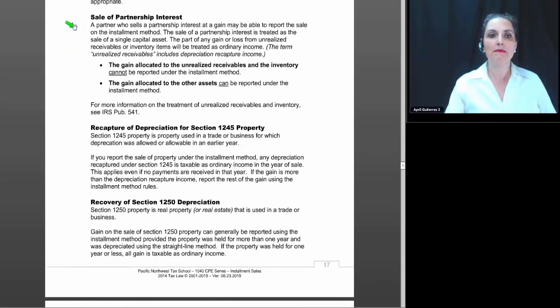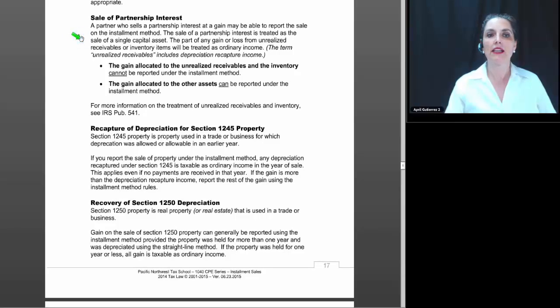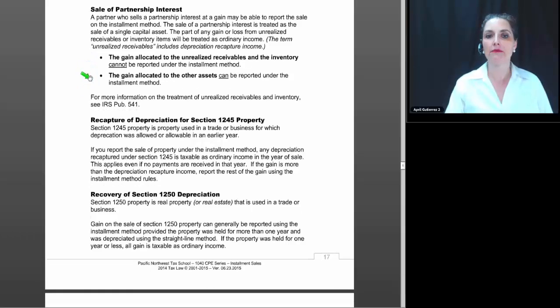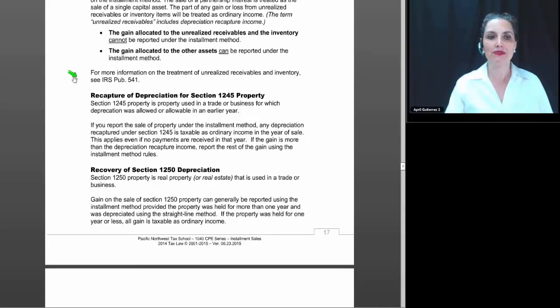Sale of partnership interest. A partner who sells a partnership interest at a gain may be able to report the sale under the installment method. The sale of a partnership interest is treated as the sale of a single capital asset. The part of any gain or loss from unrealized receivables or inventory items will be treated as ordinary income, and the term unrealized receivables includes depreciation recapture income. The gain allocated to the unrealized receivables and the inventory cannot be reported under the installment method, but the gain attributable to the other assets can be reported under the installment method. And for more information on the treatment of unrealized receivables, you can refer to IRS Publication 541.